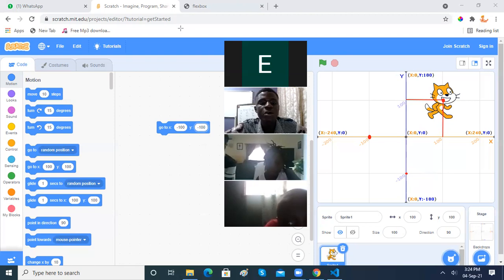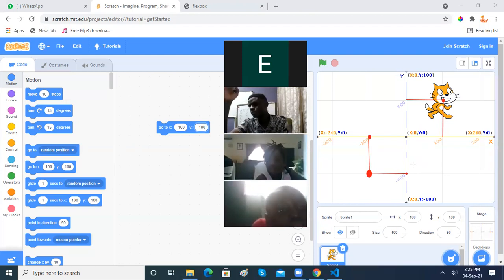So after your 100, draw a line from here to here, okay? And then draw a line from here to here. Where the two lines meet is where your point will be. What do the two lines mean? Do you understand? Is it difficult, what we are doing? Is that where the two lines meet?